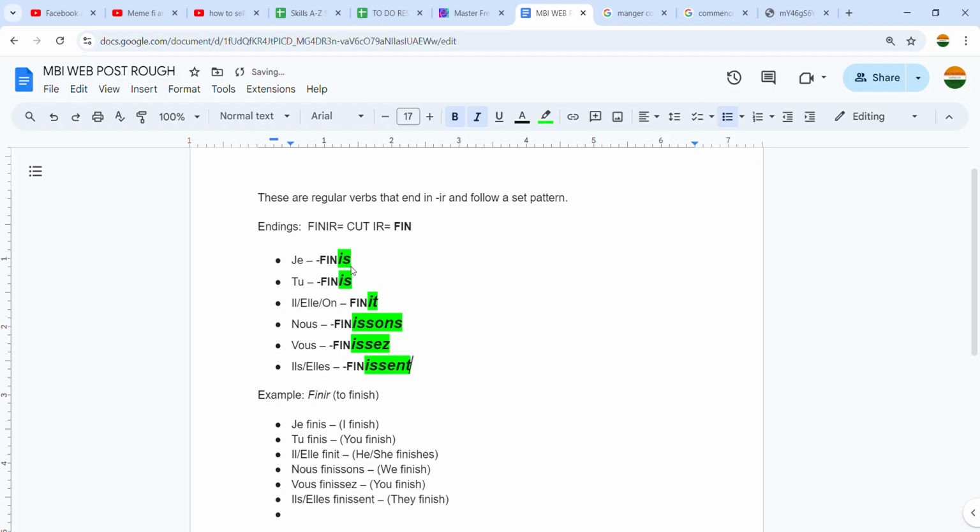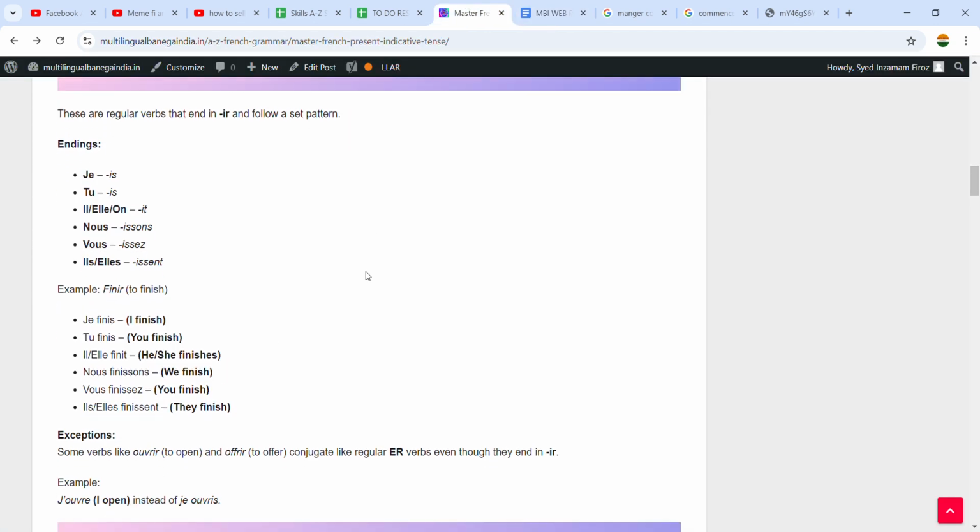Fine, you can repeat after me. Je finis, tu finis, il finit, nous finissons, vous finissez, elles finissent. Fine. Pay attention to the pronunciation of the first three and here this vous form, because most of the people are missing here only. Now let me take you through some exceptions here.